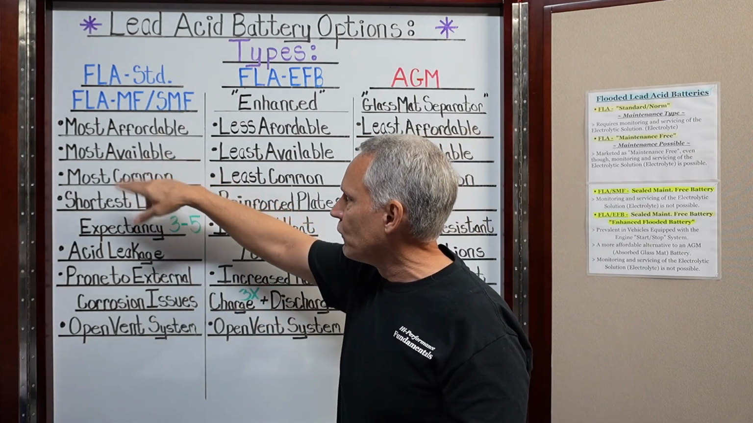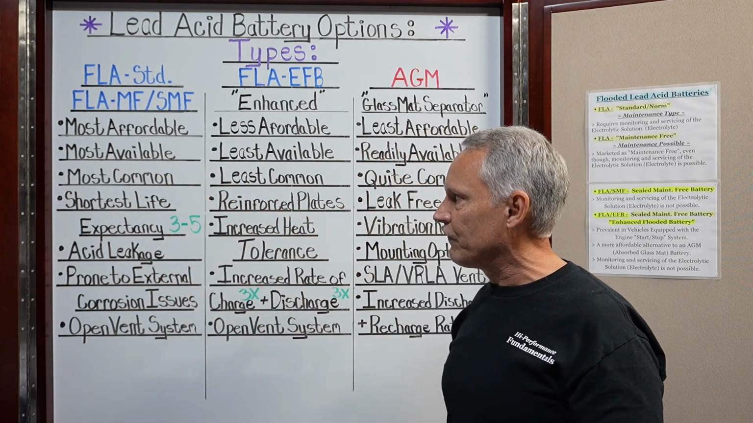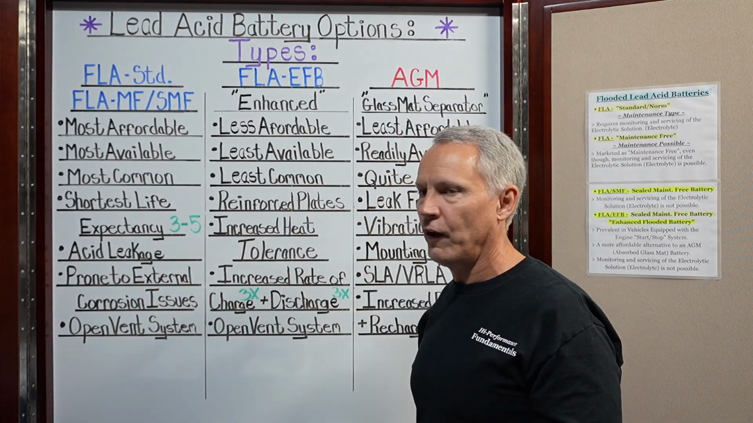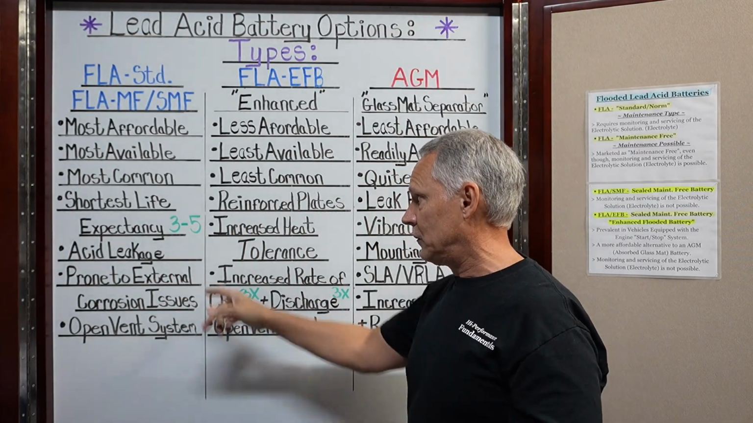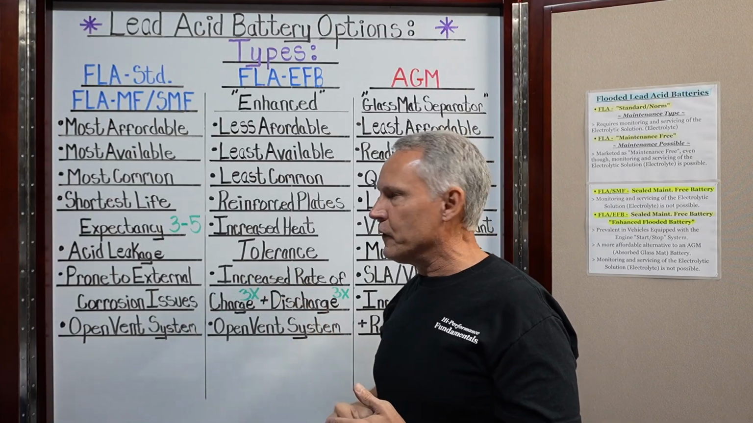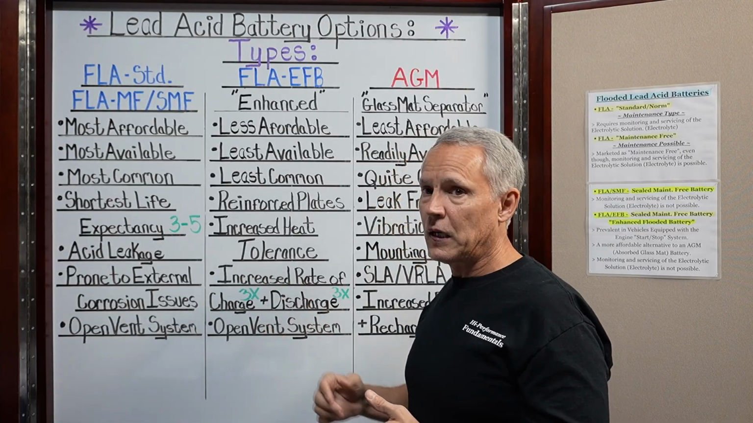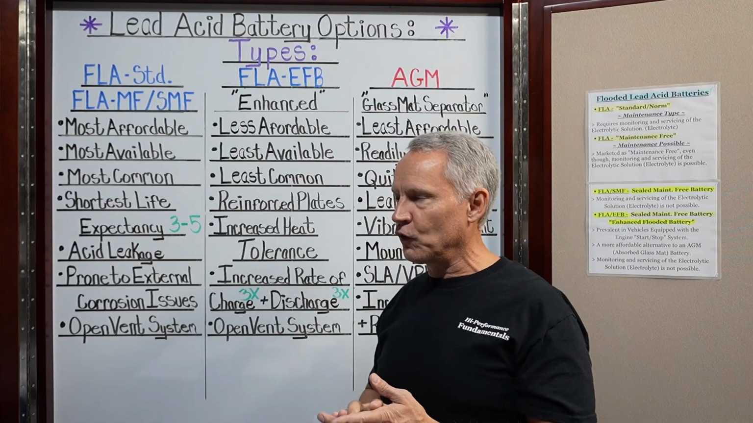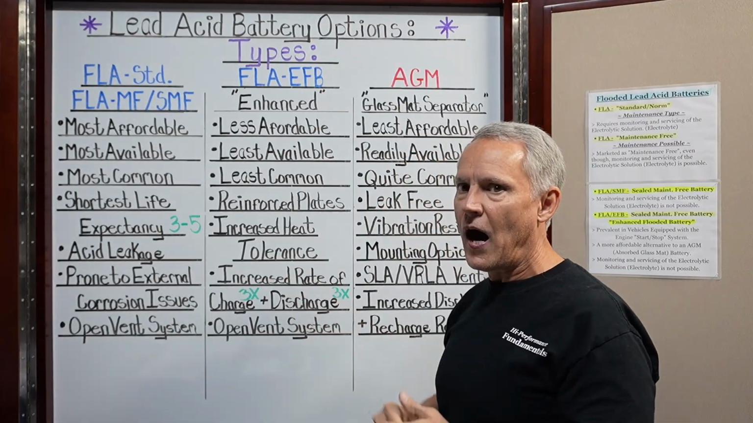So most affordable, most available, and most common. It does have the shortest life overall. Its life expectancy tends to be somewhere in the 3 to 5 year range, which in my experience over all these years, 5 years can be a bit of a stretch. I mean, I've seen them last that long. I have. But it seems to me like more often it's 3 to 4 than it is 5.